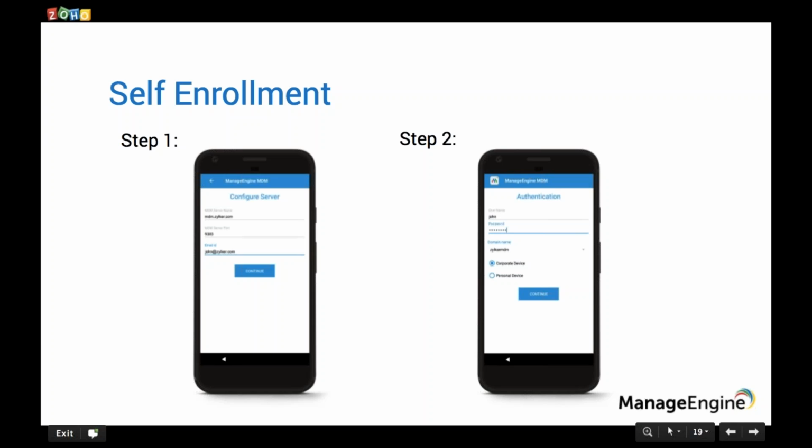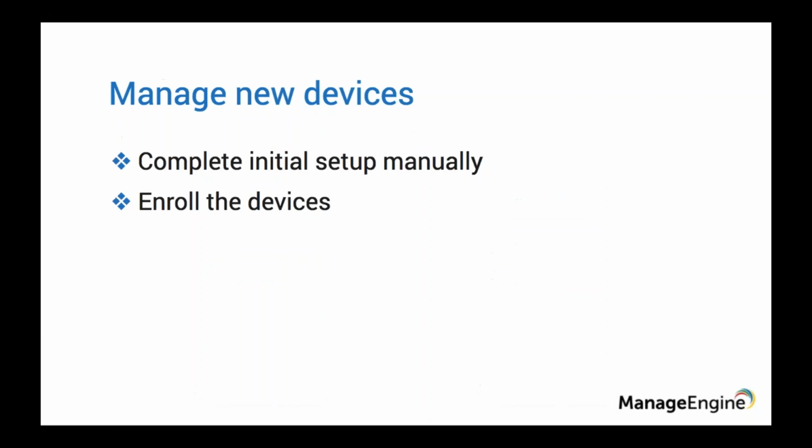So for Android devices, when you access the enrollment portal, you will have to download the MEMDM app into the device. And then the first step on the device is to manually enter your server details. Once you have completed this step, it will ask us to authenticate our enrollment using our Active Directory credentials. Once we have authenticated and the verification is completed, the device gets successfully enrolled with MDM.